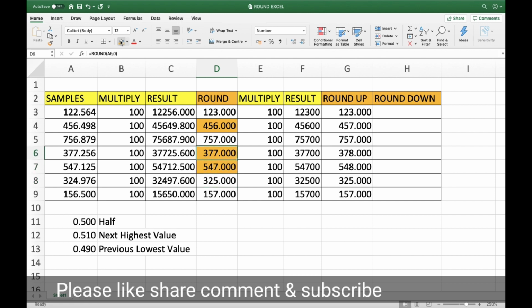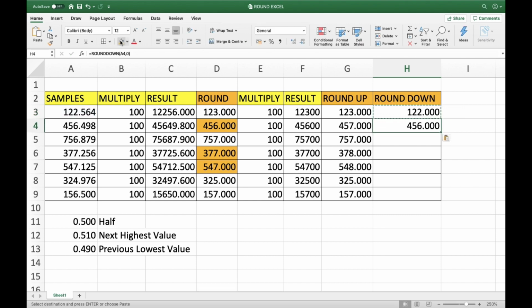Okay, good. Now round down does exactly the opposite of what round up does. Round up gives us the highest value, round down gives you the lowest value. Let's see. Round down with the digit and 0. See, 122, 146, 176, 377, 547, 324, 156. So it will just take out all these decimals and give you the exact value before the decimals. So hope you are clear about what is round, what is round up, and what is round down.